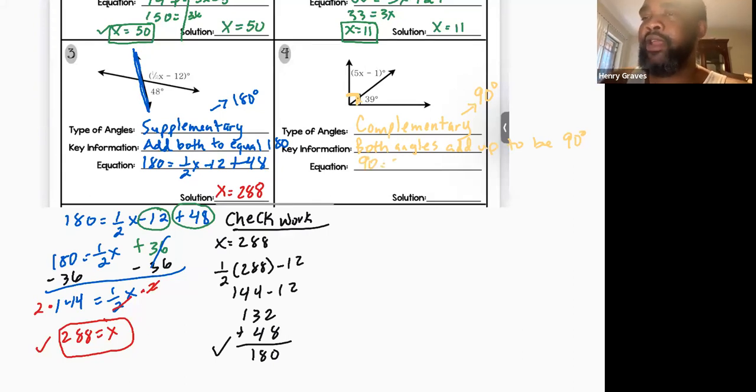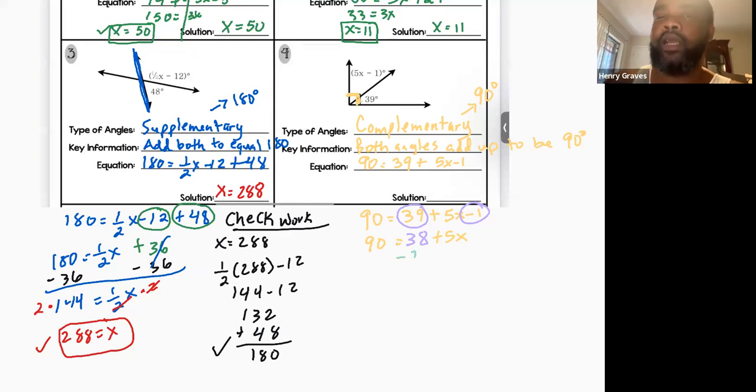So I'm going to do my math down here. 90 is equal to 39 plus 5x minus 1. Start by combining like terms. So 39 minus 1 is 38. 5x plus 38 equals 90. And then we'll subtract 38 on both sides. When I do that, this goes away, bring down the 5x.